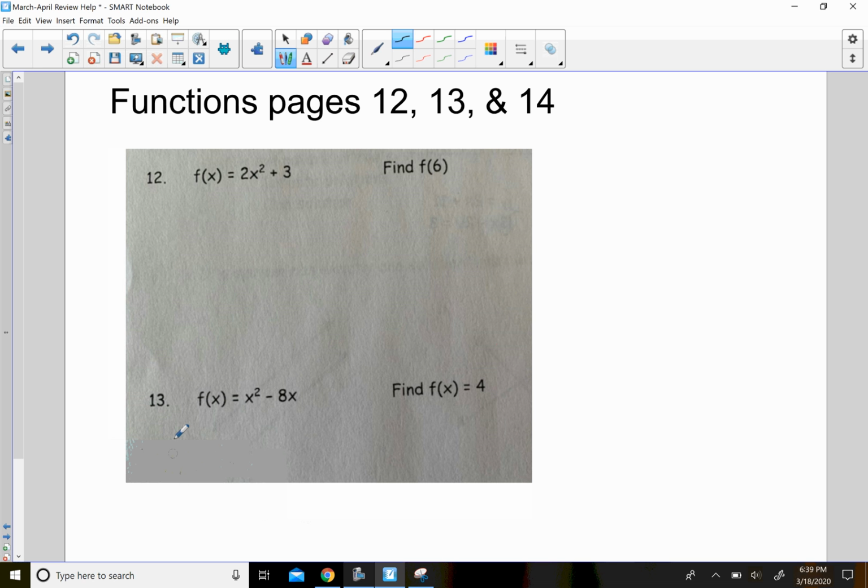Alrighty, graders. So I have a lot of requests coming in for the function stuff. So this first set here really just deals with the order of operations and plugging in numbers.